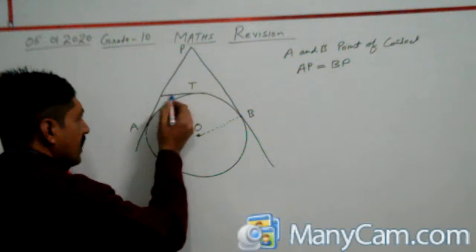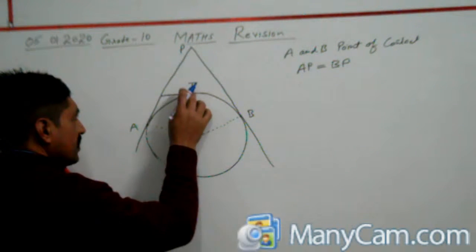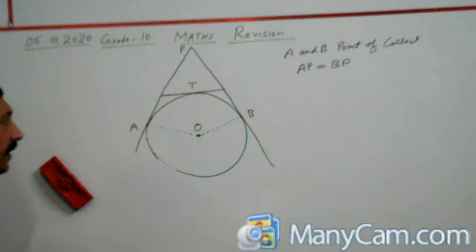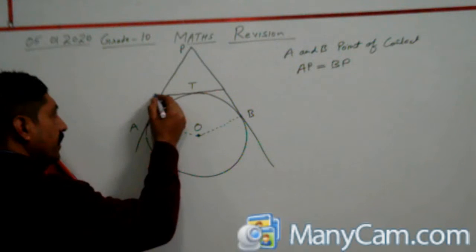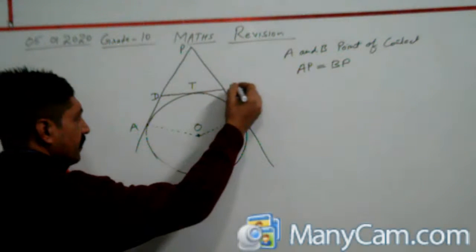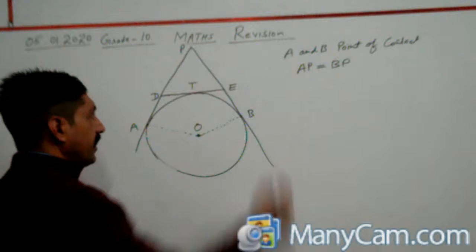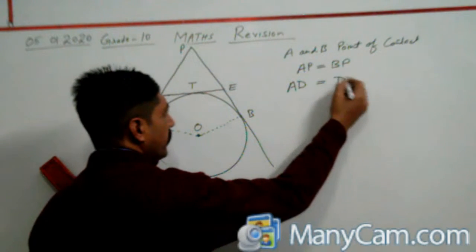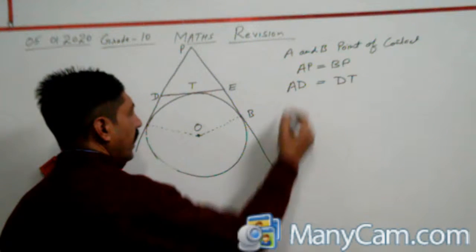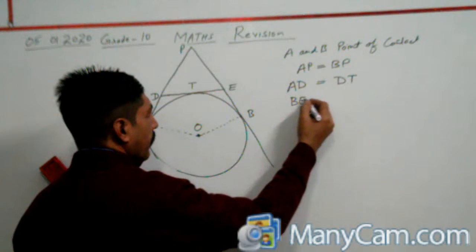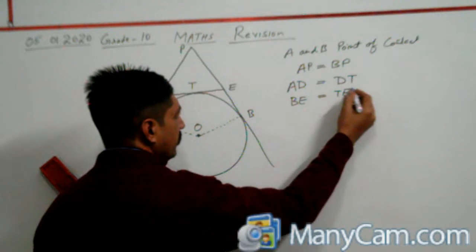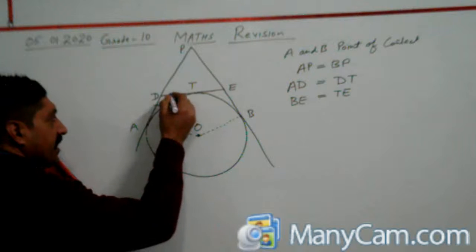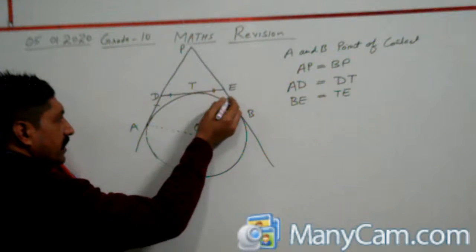See here, this is also a tangent. We are just touching at one point, B and one point E. Try to understand here. AB is equal to BP. Confirm. And BE is equal to TE. Right? Meaning this side and this side they are equal, and this one and this one they are also equal.